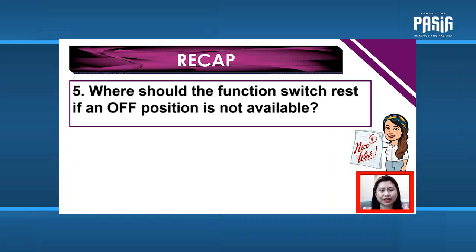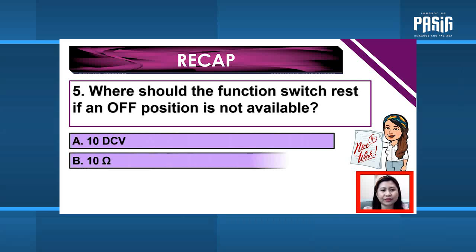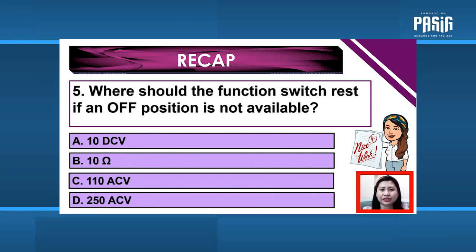5. Where should the function switch rest if an off position is not available? A. 10 direct current voltage. B. 10 ohms. C. 110 alternating current voltage. Or D. 250 alternating current voltage.